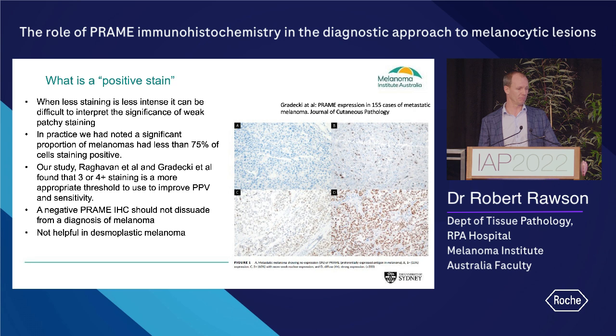And as I said, this is not helpful in desmoplastic melanoma. We looked at a whole range of desmoplastic melanomas in our study. The only time PRAME stained positive was in the really high-grade variant, where you weren't struggling to make the diagnosis. None of the really subtle neurofibroma ones showed any staining at all.